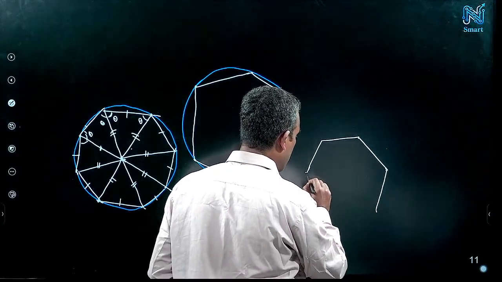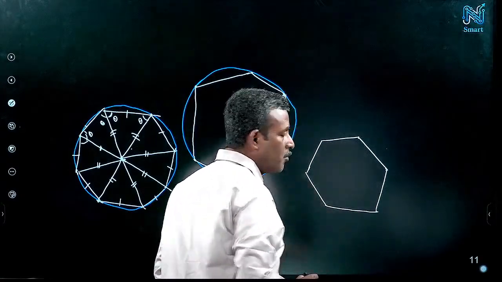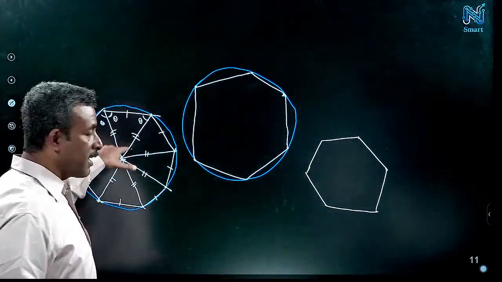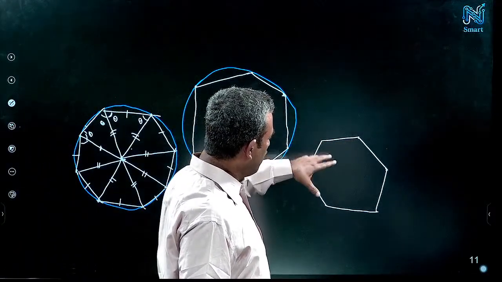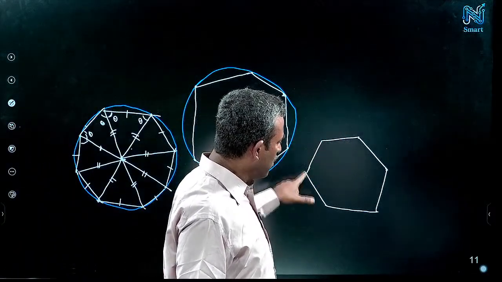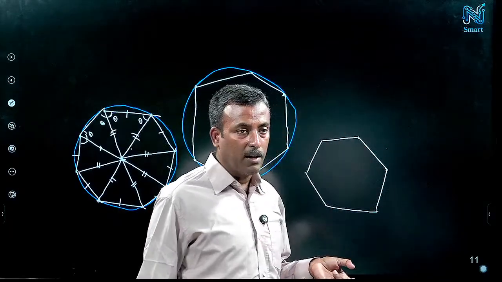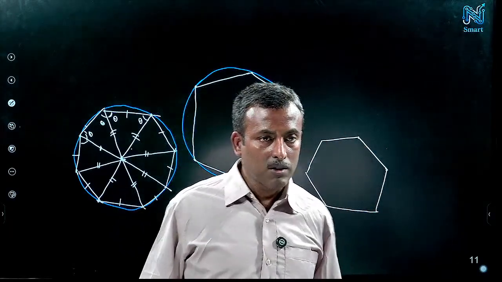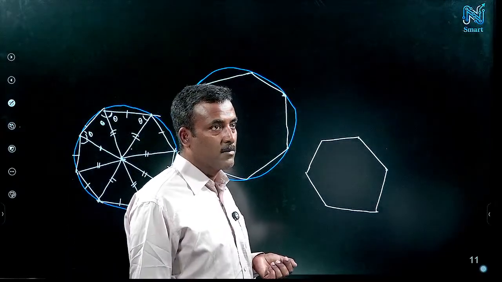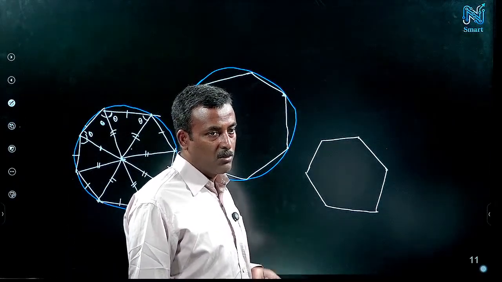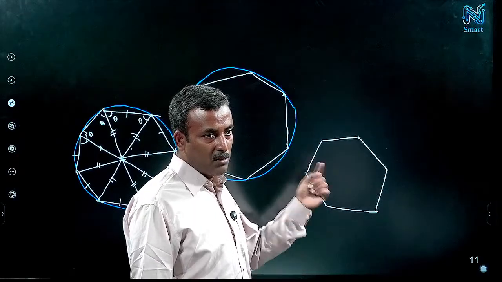How do you prove this is concyclic? Here we already drew the circle and we have the center. Now, I gave you that regular hexagon. Why is it concyclic? How do you prove it is concyclic? All 6 points must lie on a circle.